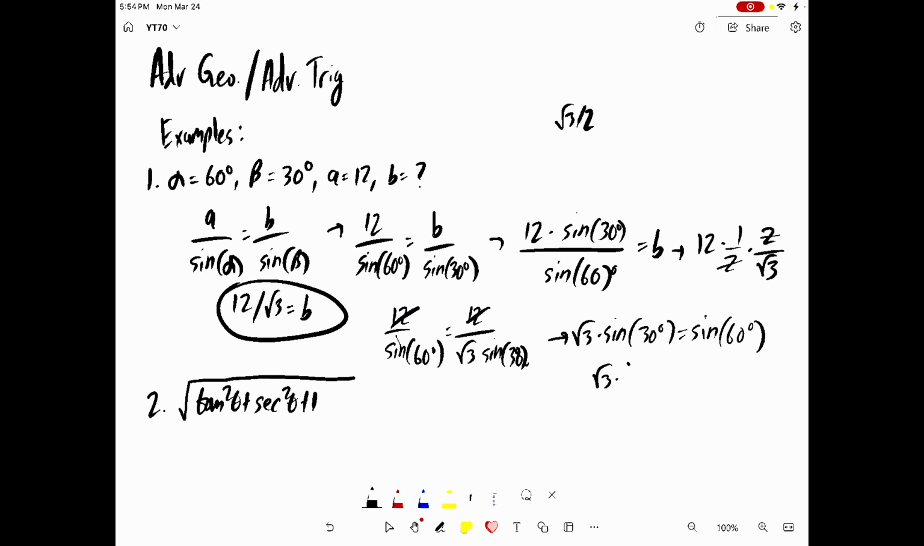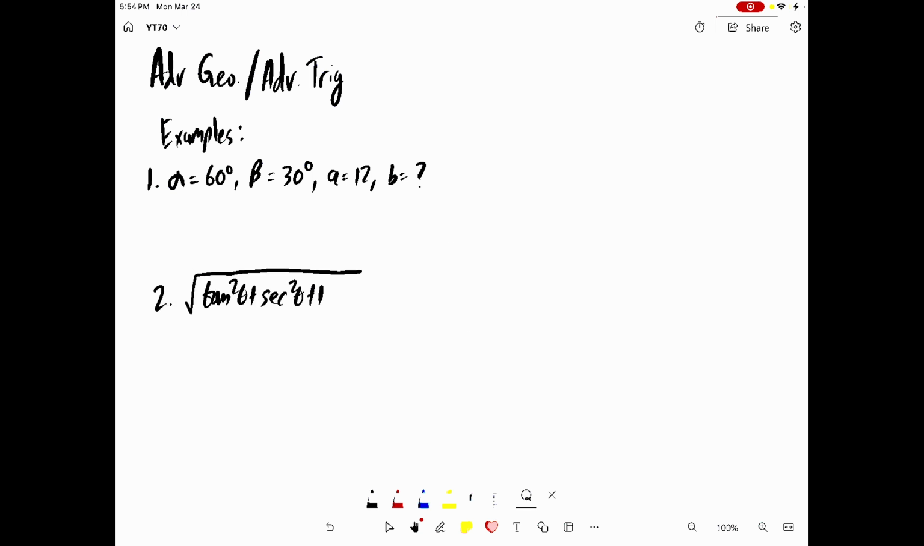So when we multiply square root of 3 and 1 by 2, it becomes a square root of 3 over 2. So that proves that our solution is correct.